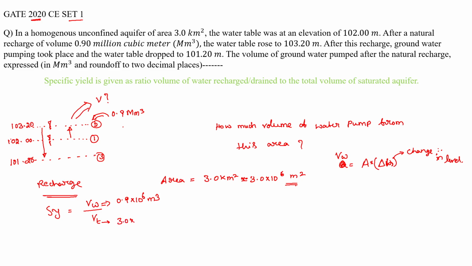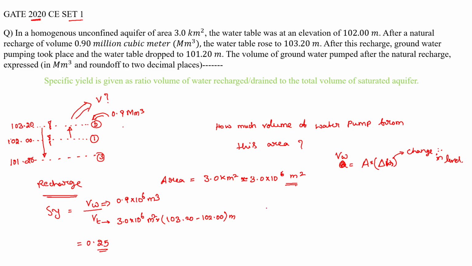Because of this, how much is the total volume of saturated aquifer? 3 into 10 power 6 meter square into 103.20 minus 102.22 meters. This is the total volume of saturated aquifer, and this is the volume of water added to it. So this is 0.9 and this is 3.0. By doing this, you get a specific yield of 0.25.